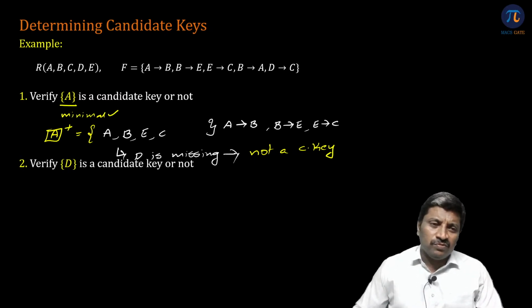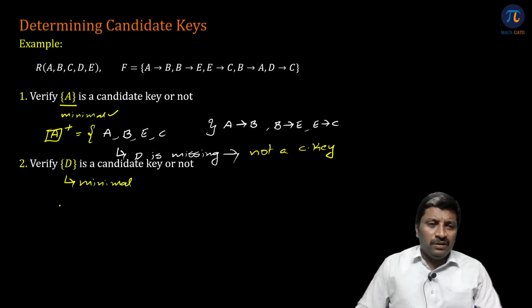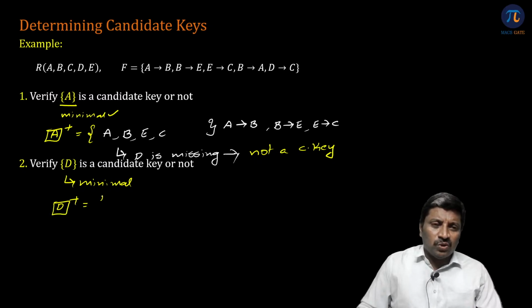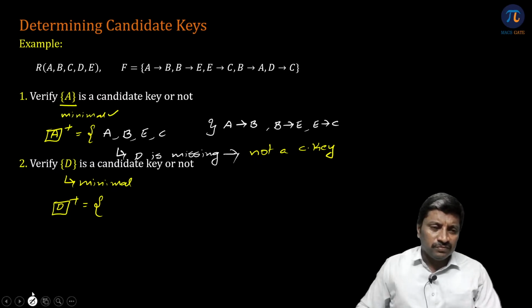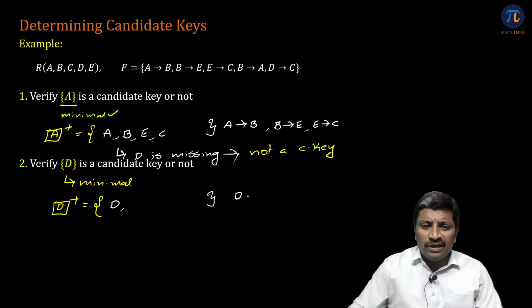Let us do one more. Suppose I want to verify whether D is a candidate key or not. It is having only one attribute, so surely it will be minimal. Then the closure of D. What is closure of D in this case? With the D we can get D. Anything else, sir? With the D I can get C.